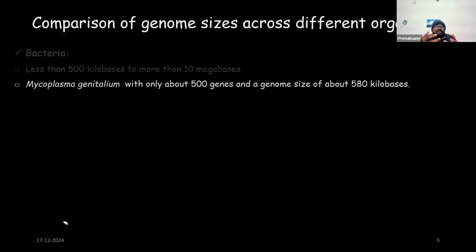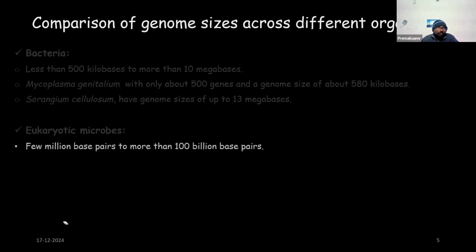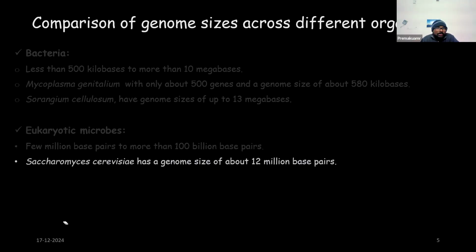For bacteria, it's less than 500 kb. For example, you take Mycoplasma genitalium with only 500 genes and 580 kb. Then a small fungus, with 13 megabases. See how much? Only 13 megabases. But you can take eukaryotic microbes, which can have some 100 billion base pairs also possible. For example, Saccharomyces cerevisiae has 12 million base pairs.